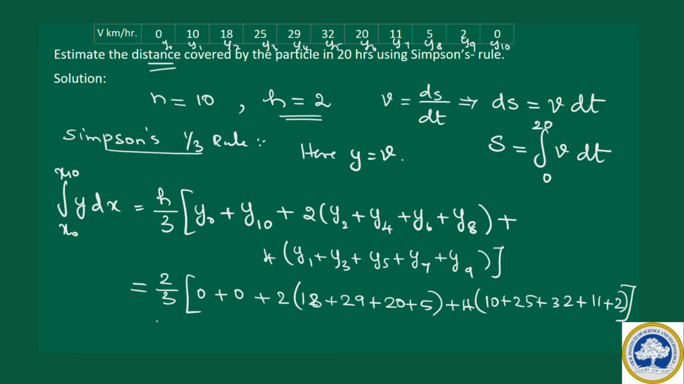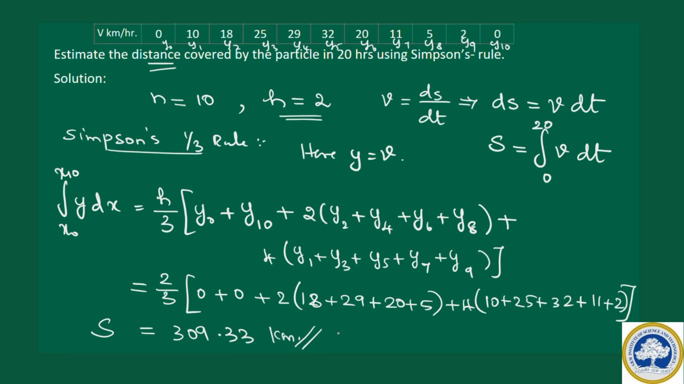So these are the values I have substituted, and finally after calculation we will get 309.33. What is this? This is the distance s. The units is given as kilometer per hour, so the distance will be 309.33 kilometer. So this is the answer we have calculated using Simpson's 1/3 rule.